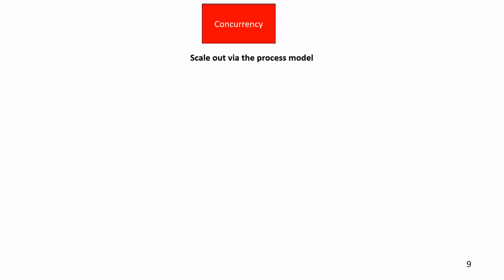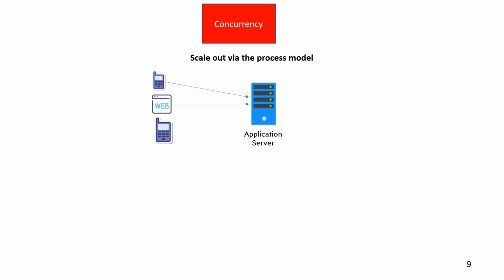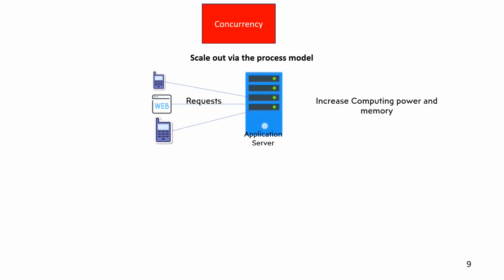Next is concurrency. Concurrency means that whatever transactions or users we are trying to support, we should be able to scale out. For example, we have an app server that is being accessed by multiple channels, such as mobile, web, or other client applications, and those requests are being sent to our app server. But those requests are coming in huge numbers, so our app should be able to scale out, so that we can increase the computing power and memory.